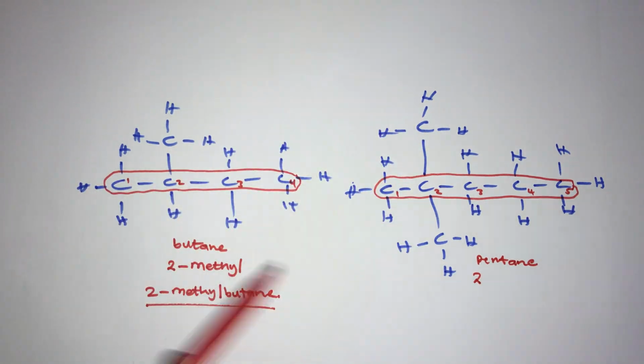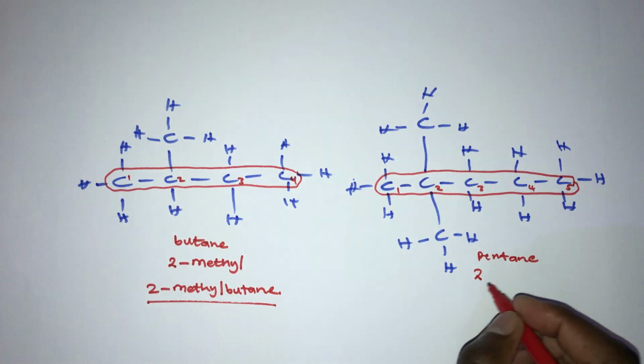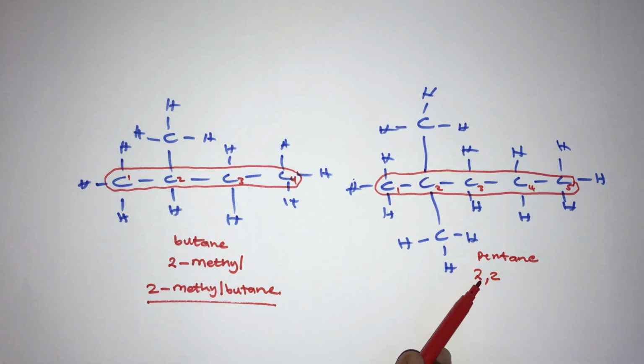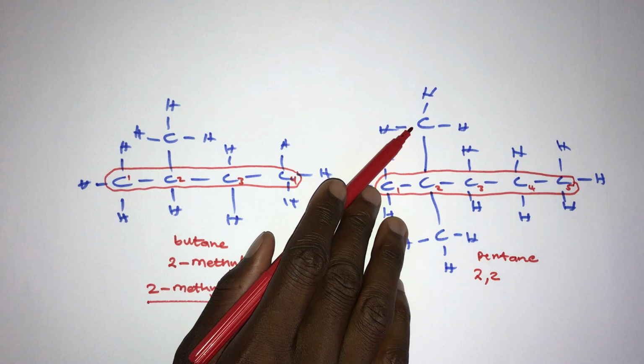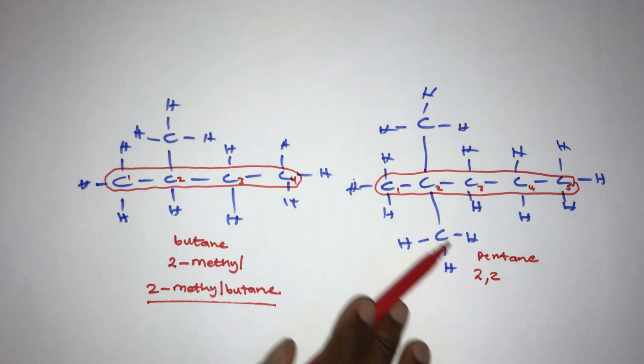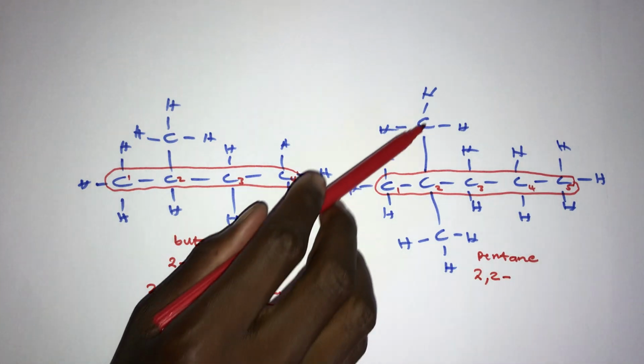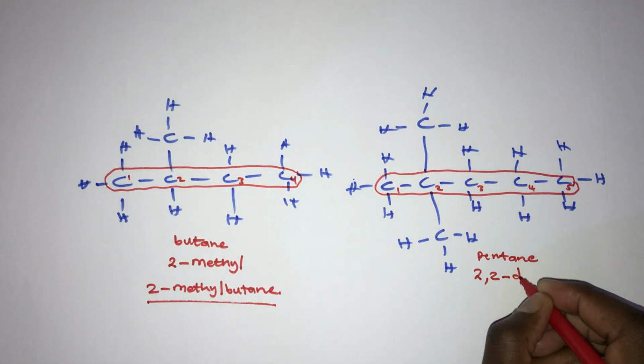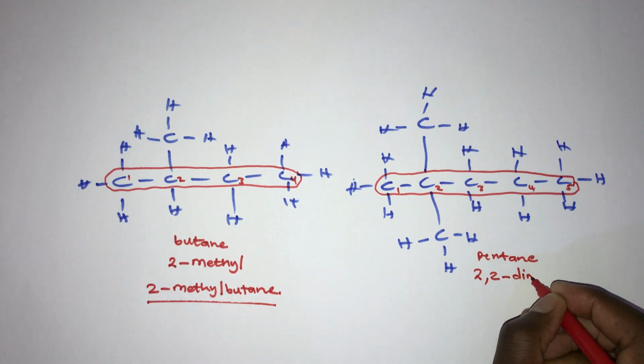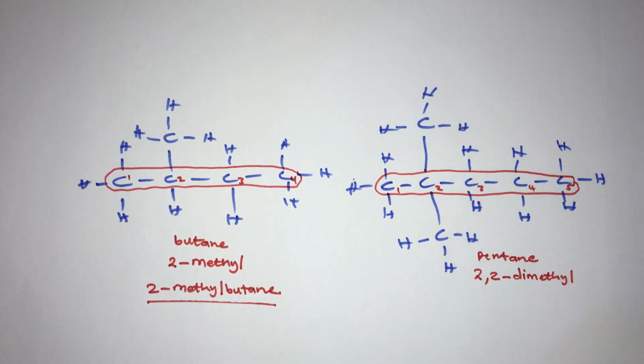So 2, there is a methyl. Carbon atom number 2, the same carbon atom, there's another methyl. So comma 2. So this shows the position of the first methyl, and this one shows the position of the second methyl. So dash, then how many of them? There are 2. So we use the word di methyl. So that di, it represents the number 2. That means we have 2 methyls. So the first one is on carbon atom number 2, the second one also on carbon atom number 2. So we call them dimethyl.